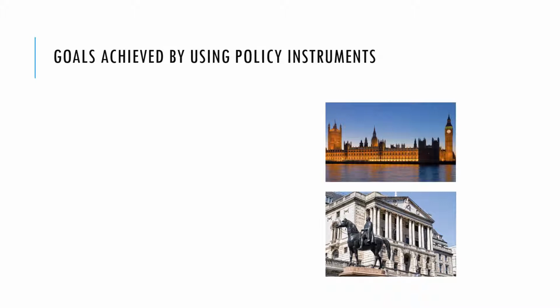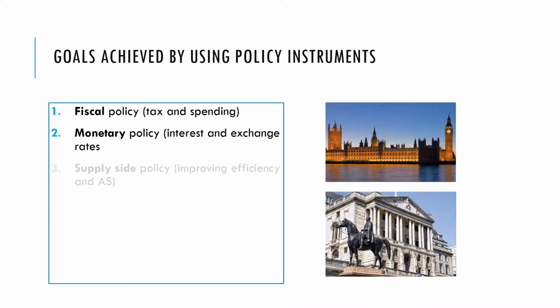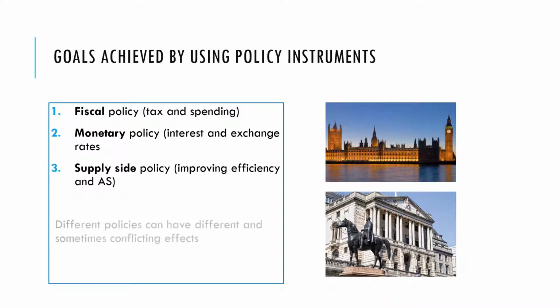So as we've established by now, governments try to achieve their macroeconomic objectives through their use of macroeconomic policies. For example, in the UK, the government is in charge of fiscal policy. The Bank of England is in charge of monetary policy. And again, the UK government is in charge of supply side policies. Different policies can have different effects, and sometimes those effects can conflict with each other.